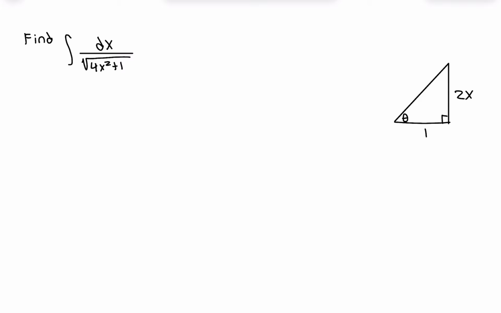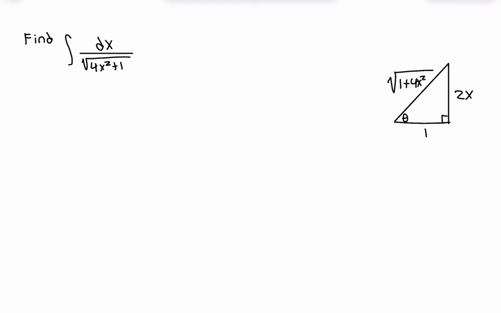By using the Pythagorean theorem, c squared equals a squared plus b squared, so we have c squared is equal to 1 squared plus 2x squared. And we can take the square root of that to get the hypotenuse. So we have the square root of 1 plus 4x squared is the hypotenuse.